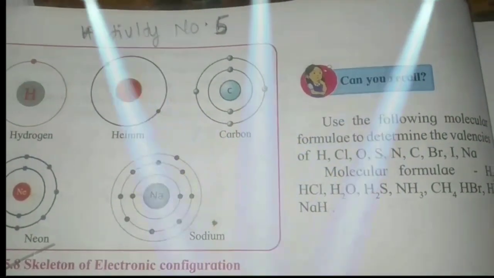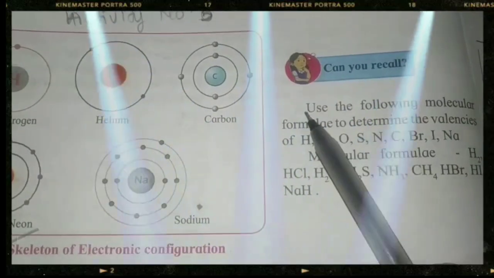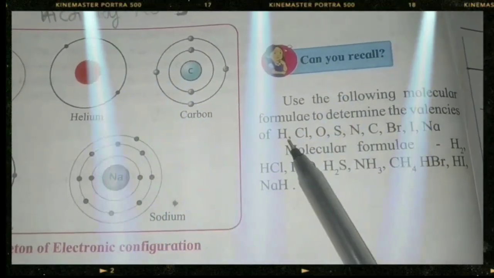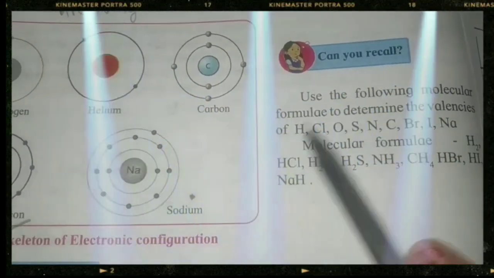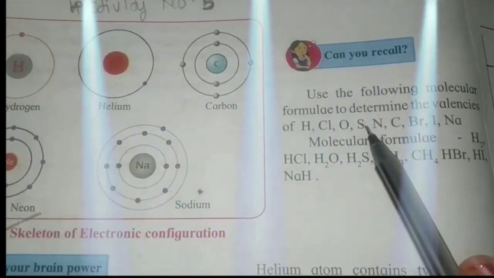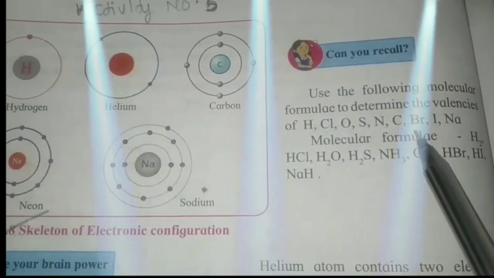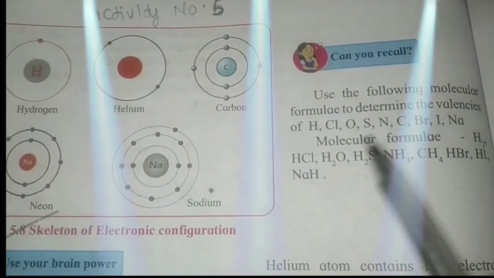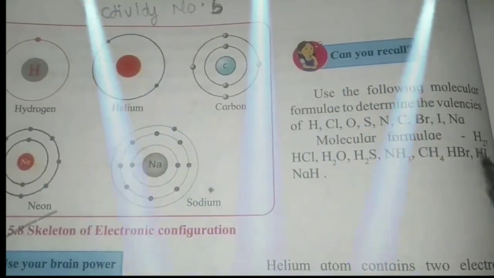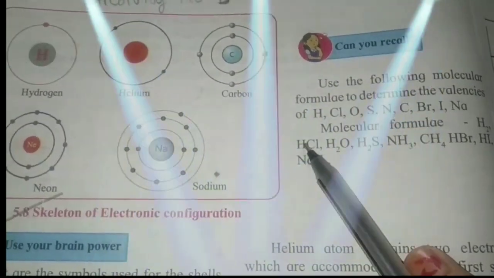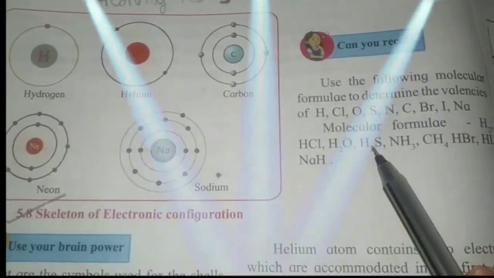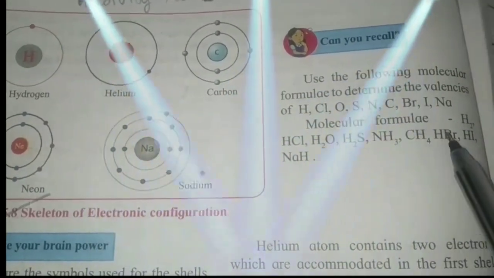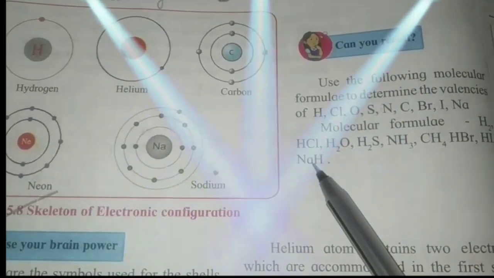Let us begin with the "Can you recall, students?" Use the following molecular formula to determine the valencies of H, Cl, O, S, N, C, Br, I, Na. The molecular formulas given are H2, HCl, H2O, H2S, NH3, CH4, HBr, HI and NaOH.